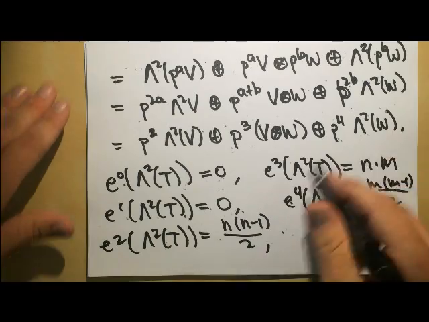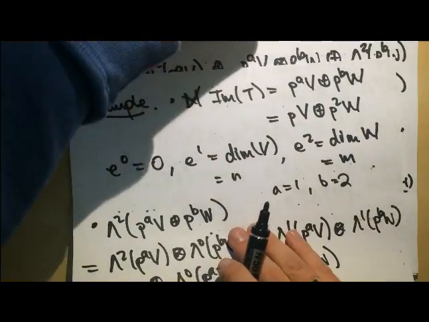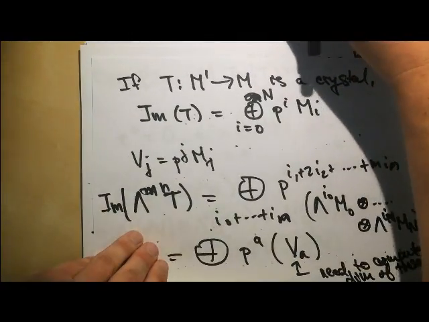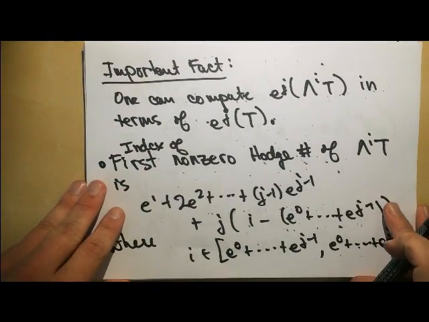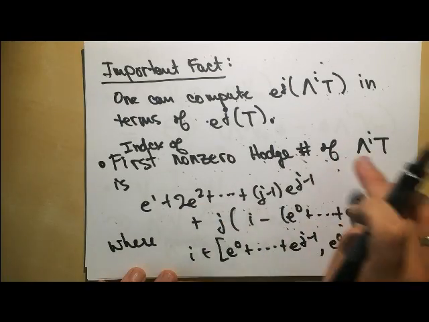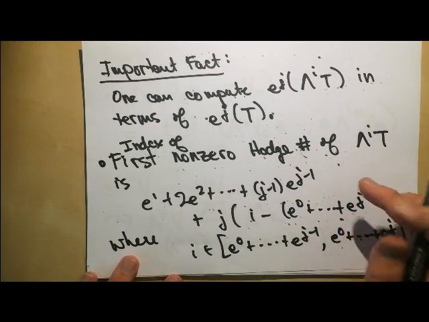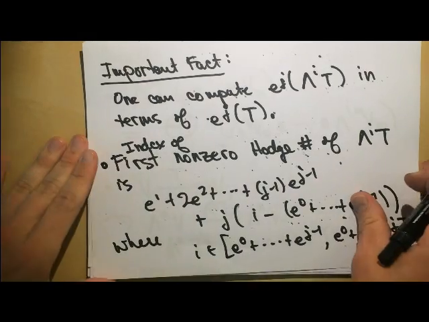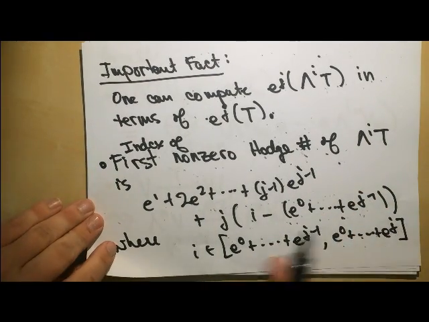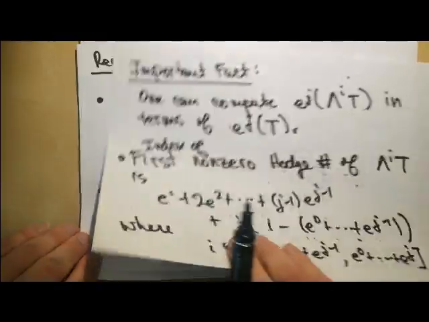Okay, so now we've computed these numbers, and we want to compare this to the crazy formula here. And what it's going to tell us is the index of the first non-zero Hodge number of this thing. So we need to find where I is going to be in this interval. Okay, so this was 0. We need to find the j so that I is in here. Okay, so let's look at that.